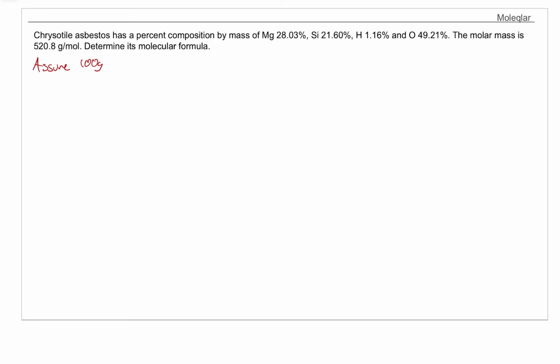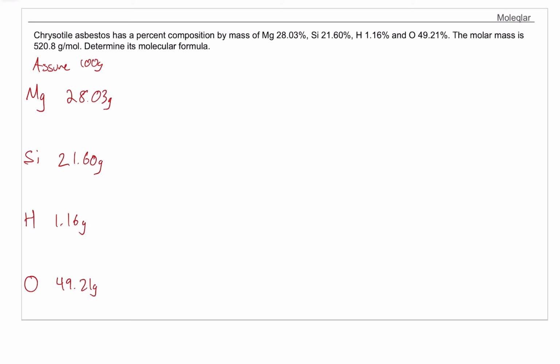So let's break up our elements: magnesium, silicon, hydrogen, and oxygen. If we have 28.03% of magnesium and a sample size of 100 grams, that's going to equate to 28.03 grams of magnesium. The same for silicon: 21.60 grams of silicon, 1.16 grams of hydrogen, and 49.21 grams of oxygen.